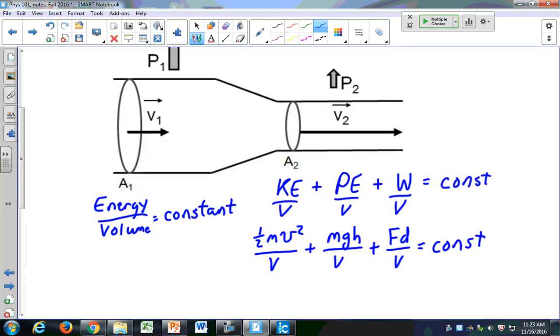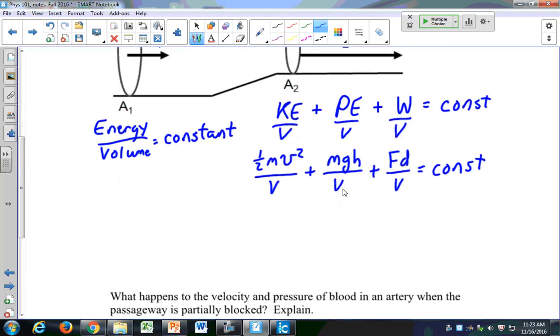And this gives us our Bernoulli's equation, because notice here that m over V, what is m over V? We've seen that before. The mass over volume is density. So I'm going to write it now instead as 1/2 rho v squared plus rho gh. And here we have to do a little bit of hand waving, but if I do distance over volume, length over volume, that's going to give me 1 over area.